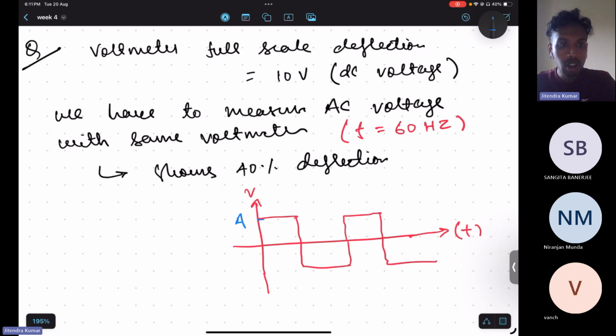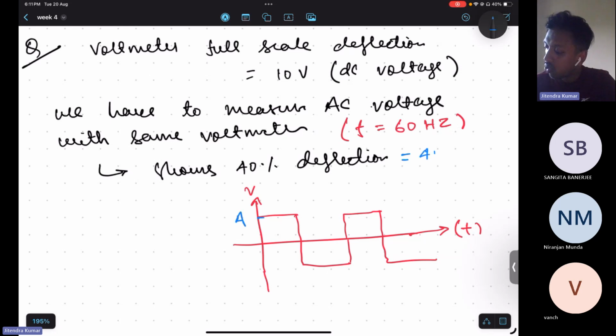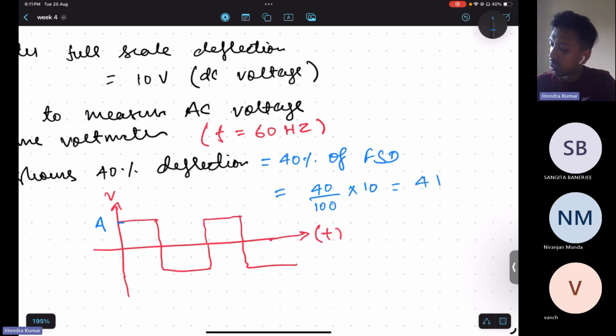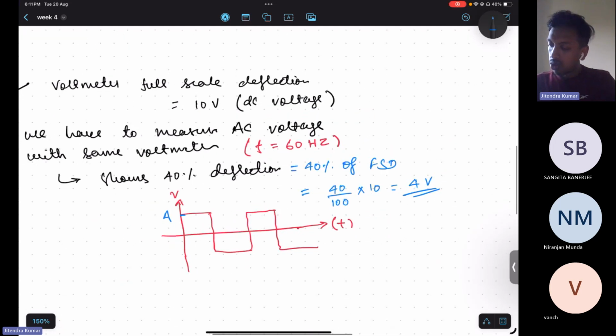So we all know that a PMMC instrument measures the average voltage, right? And its rating, the full scale deflection, is 10 volt. So 40% deflection means 40% of FSD, that is, 40% of 10 volt, right? So it is going to be 4 volt, isn't it? So we are going to get 4 volt at 40% deflection.